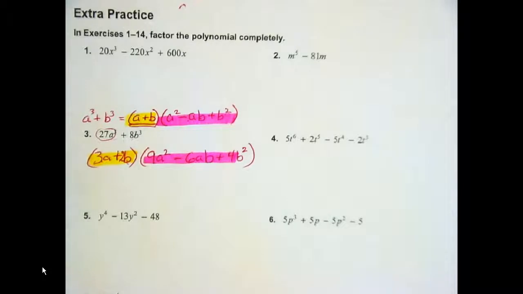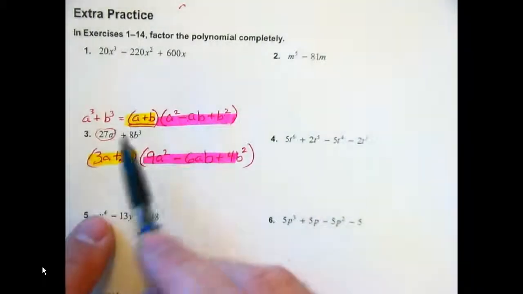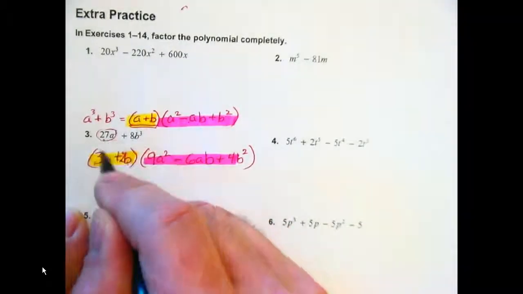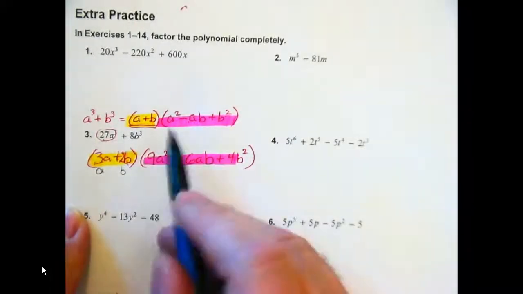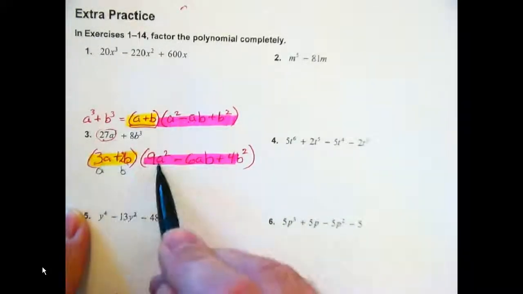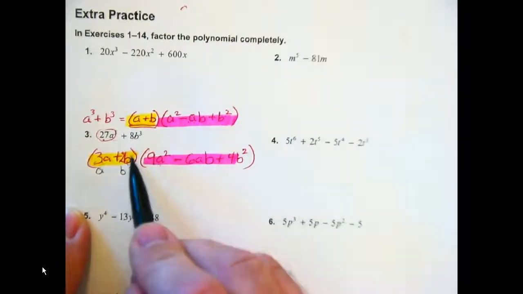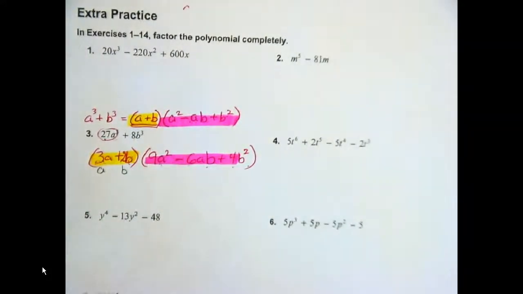Questions? Can I do what? Okay. How did I get this? This is A right here, and this is B. So you've got to square A, 9A squared, and you got to multiply A by B, and then you got to square B. Okay, Hallie? It's a quartic.